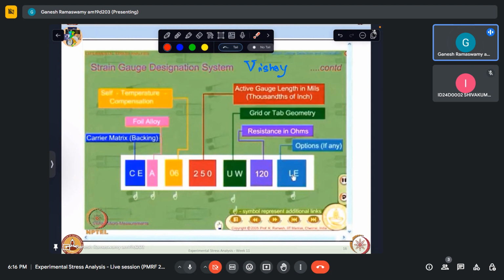This also changes from company to company. There are a couple more companies that are shown in the lecture. So it just serves as a ready reckoner for anyone who wants to brief themselves on how the strain gauge designation system works. Granted, this may also evolve over time, and Vishay might come up with a new set of nomenclature. But nonetheless, it is important that one is aware that something like this exists.